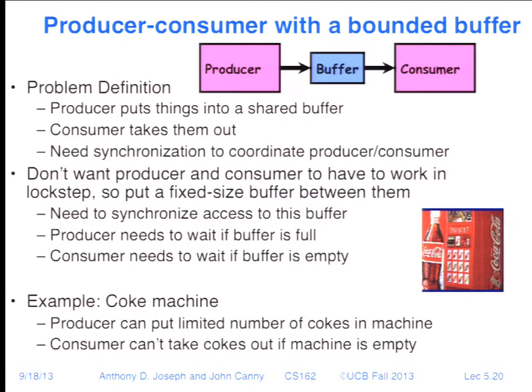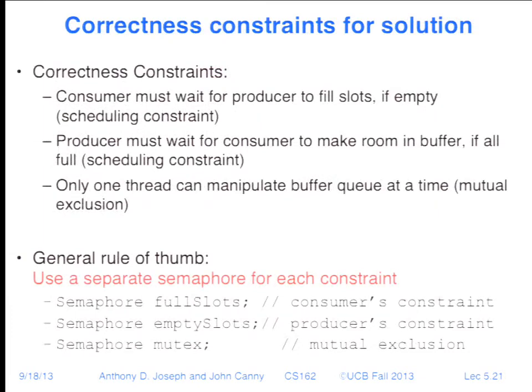All right, so our producer-consumer pattern is implementing a Coke machine. The producer is the person that fills up the machine with Coke cans. The consumer is a consumer of Coke that's taking Cokes out of the machine unless it's empty. So we want to first define the constraints on this example, and there are two scheduling constraints and then a sort of consistency constraint.